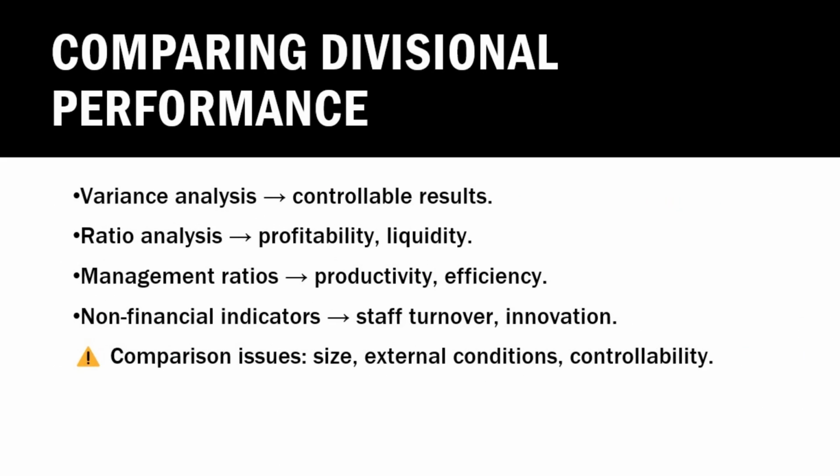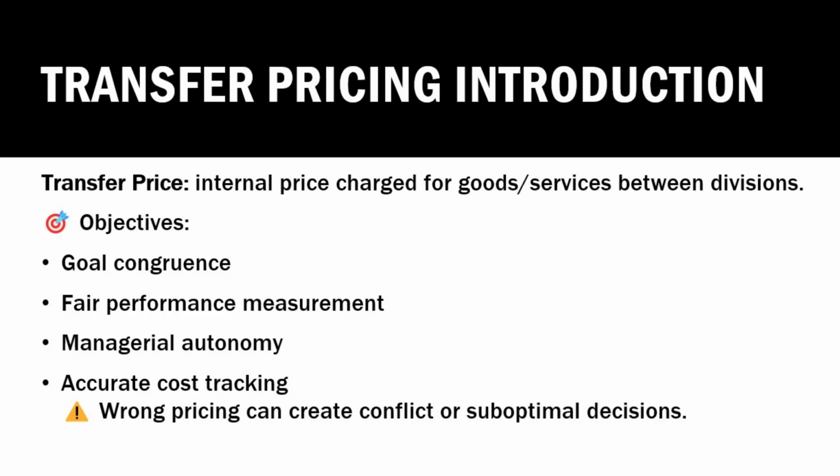Divisional performance can be compared using variance analysis, profitability ratios, and non-financial indicators such as customer satisfaction or staff turnover. Always remember controllability. Managers should only be judged on results they can actually influence. Now, let's move to transfer pricing, one of the most exam-tested areas in this chapter.